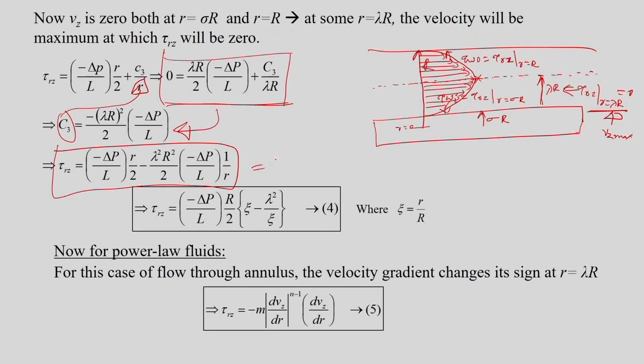Now, what you do from here, minus delta p by L capital R by 2, if you take common, you will have r by r here minus lambda square capital R by small r, and then if you take small r by capital R as zeta, you can write this equation as tau rz is equal to minus delta p by L r by 2 into zeta minus lambda square by zeta. So, this is the shear stress distribution.